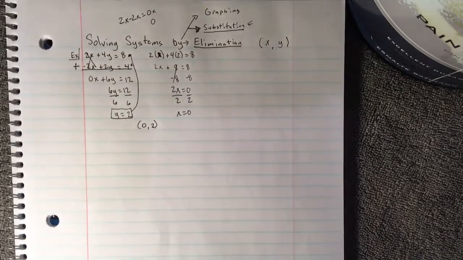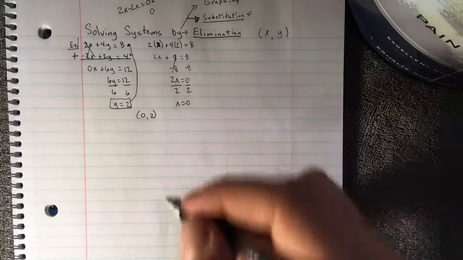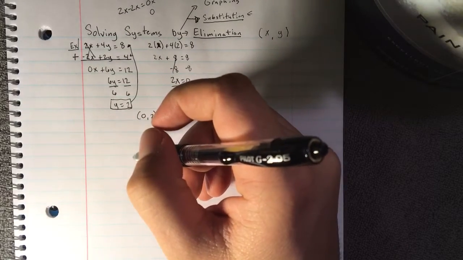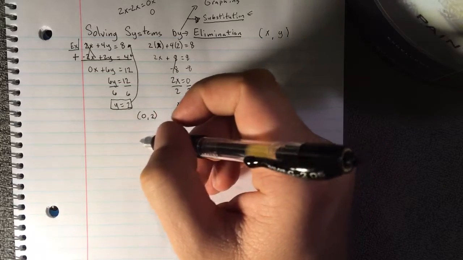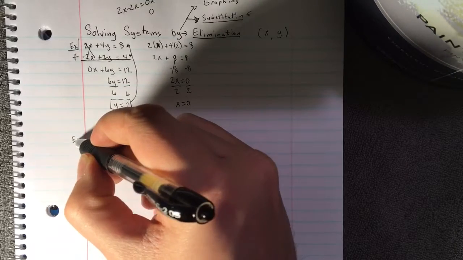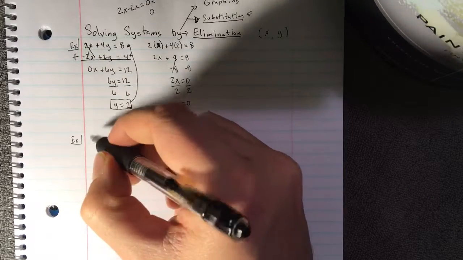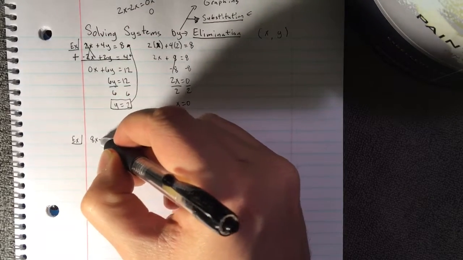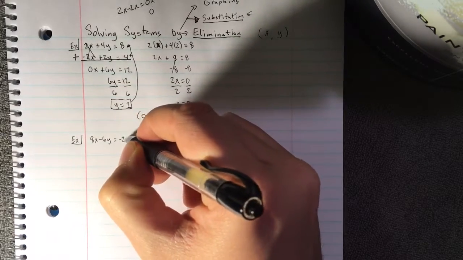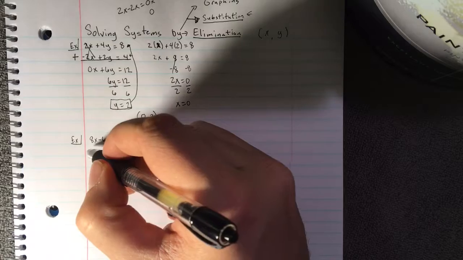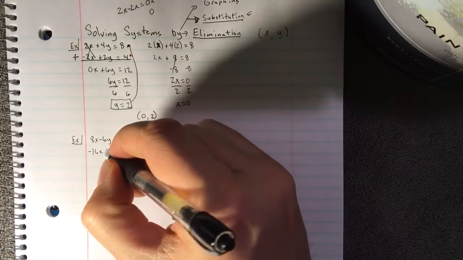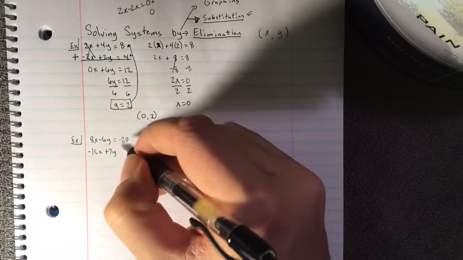The best way, in my opinion, to learn something is just to try another example. We're going to try a little bit more of a difficult one here, and this one's not going to work out as nicely. So let's try this next example. Let's say we've got 8x minus 6y equal to negative 20, and negative 16x plus 7y equals 30.